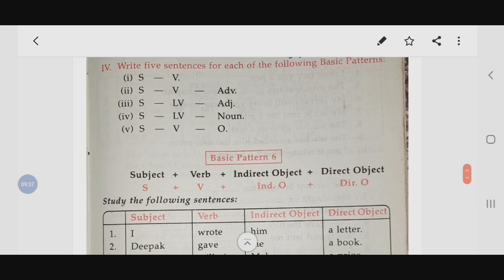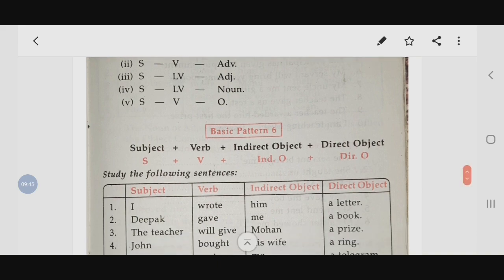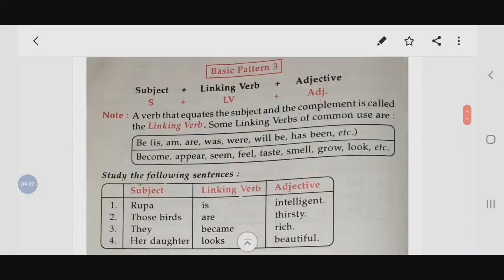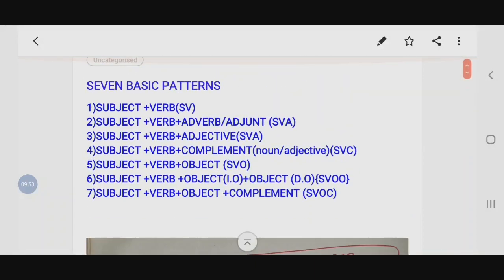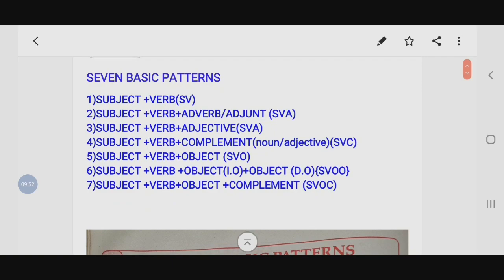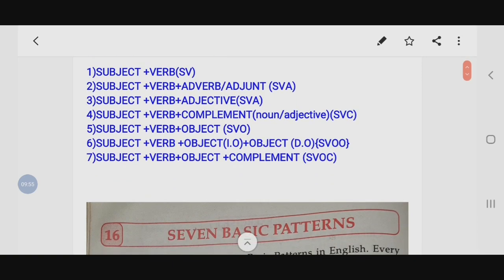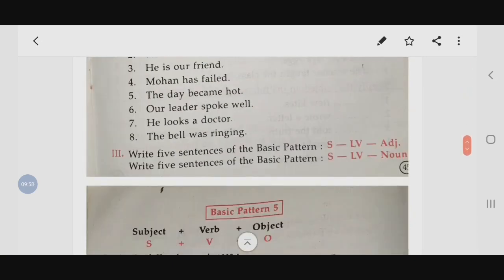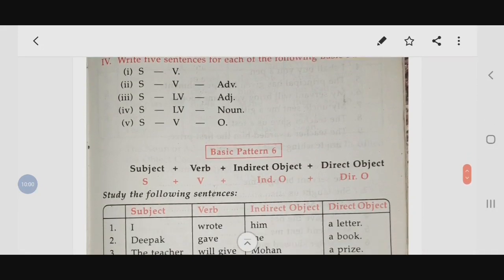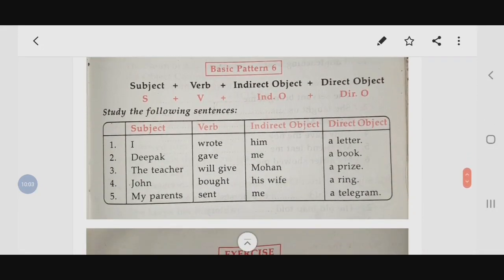Then next, basic pattern 6, SVOO. That means subject verb object object, basic pattern number 6. Here, SVOO: subject, verb, indirect object and also direct object. I wrote him a letter. Deepak gave me a book. The teacher will give Mohan a prize. John bought his wife a ring. My parents sent me a telegram.